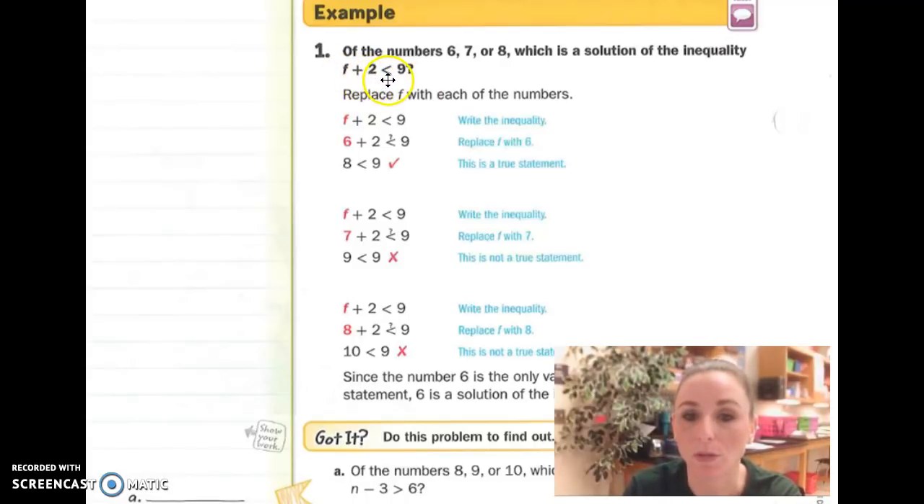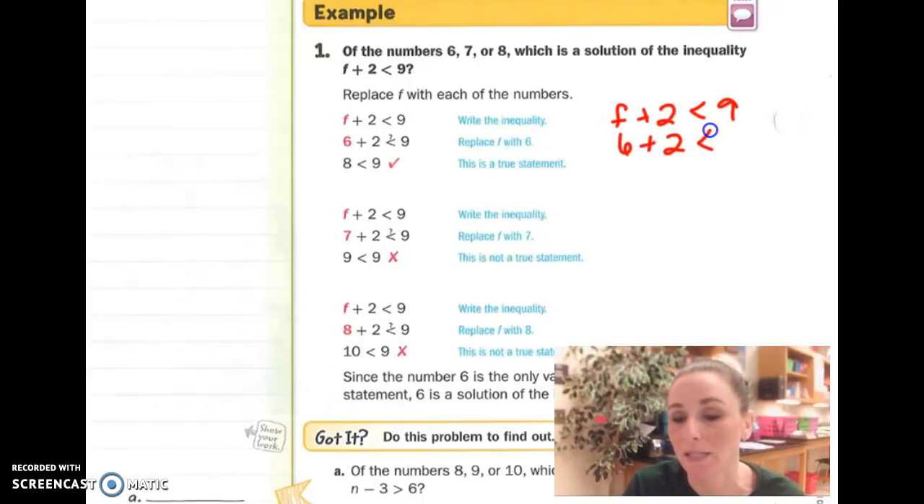F plus 2 is less than 9. So we're going to replace these numbers with our variable, f. When we take a look at this first one, you should be doing this along with me, even though it is here; you are copying it over and doing it with me. F plus 2 is less than 9. We are going to replace the f with 6, so we would get 6 plus 2 is less than 9. When we finish it out, 6 plus 2 is 8. Is 8 less than 9? Yes, that is a true statement.